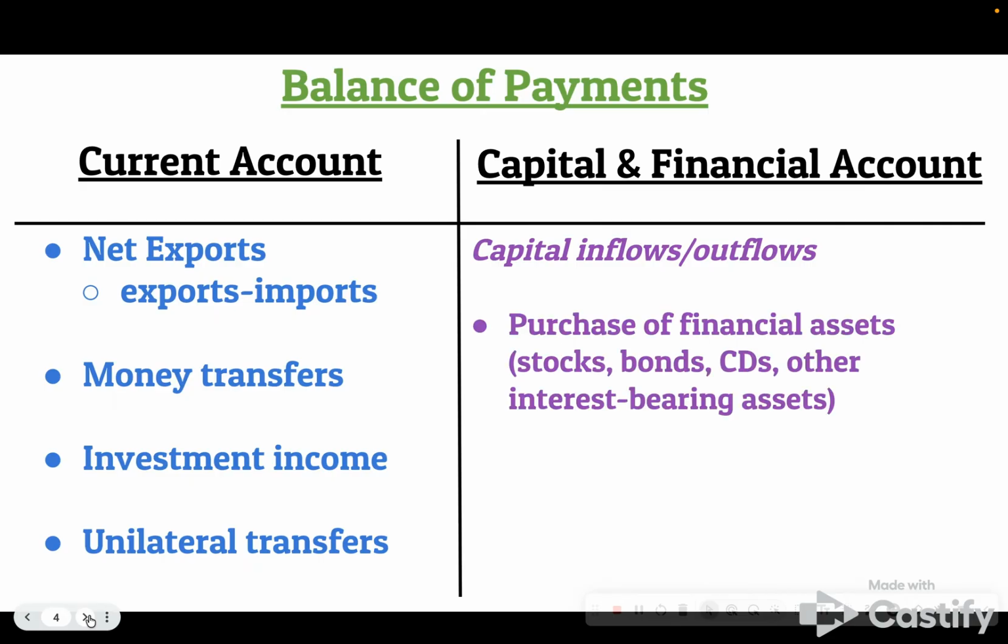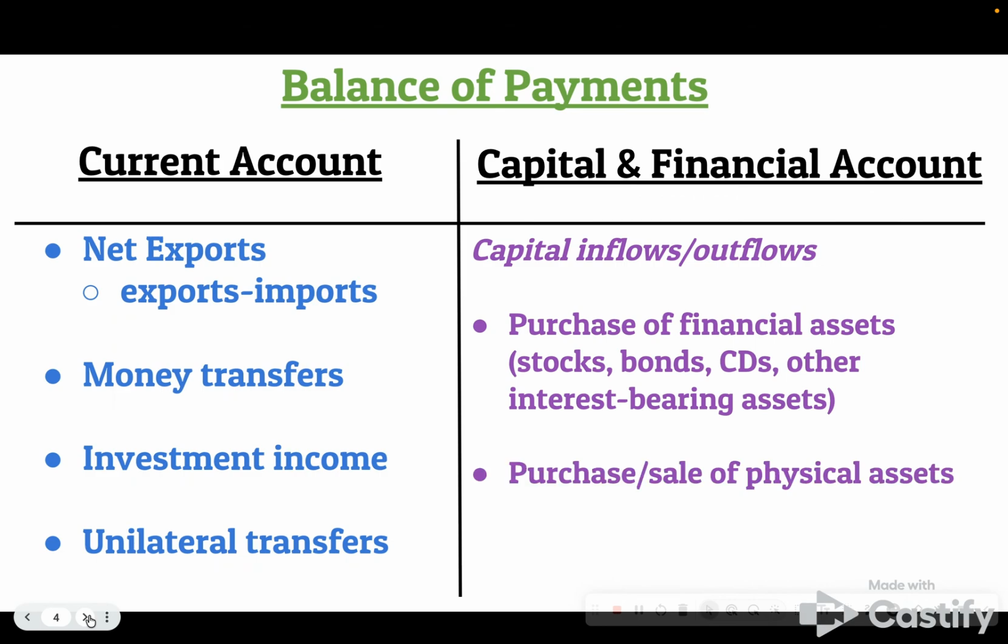So the first category would be any sort of financial asset that bears interest or profit. So what I have listed in the parentheses are things like stocks in another company, a bond, perhaps a foreigner invests in an American treasury bond or puts their money in an American bank account, like a certificate of deposit. That's what CD stands for there. Or any other sort of interest-bearing asset. So anytime that's occurring, we're going to keep track of those dollars coming in or going out of the US on the capital and financial account.